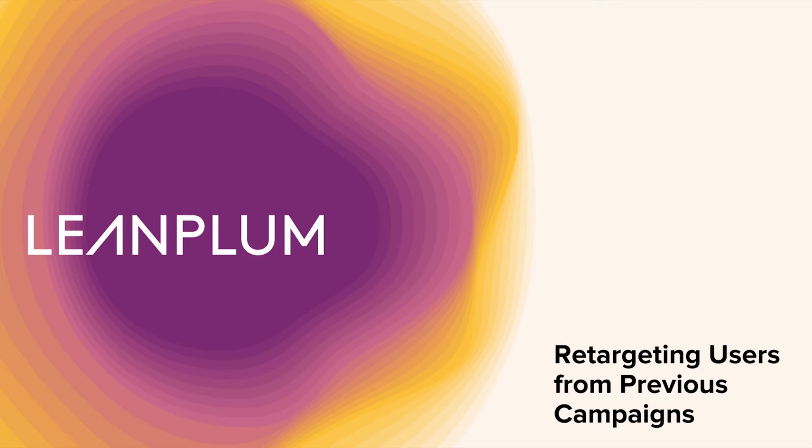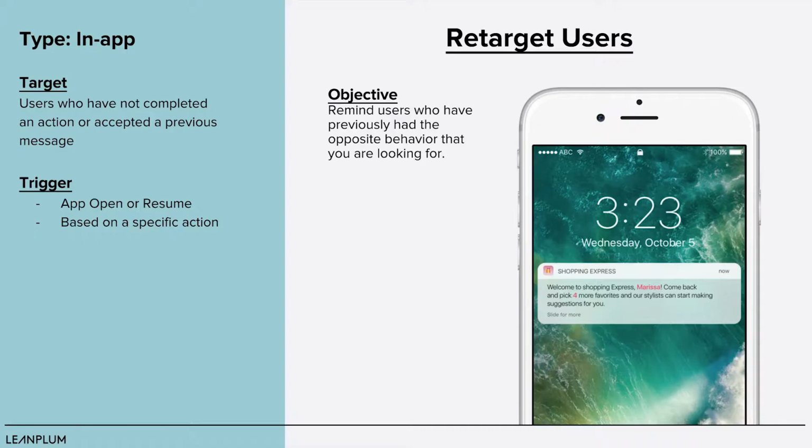The objective of retargeting users is to essentially push your users to do something they haven't yet done. As the example that we'll use throughout this video, let's imagine that we are a scheduling application, and we've sent specific users a message to schedule something, and they still have not done that action.